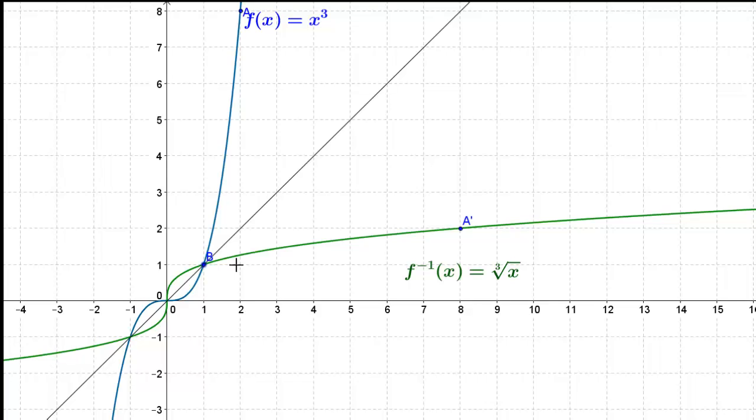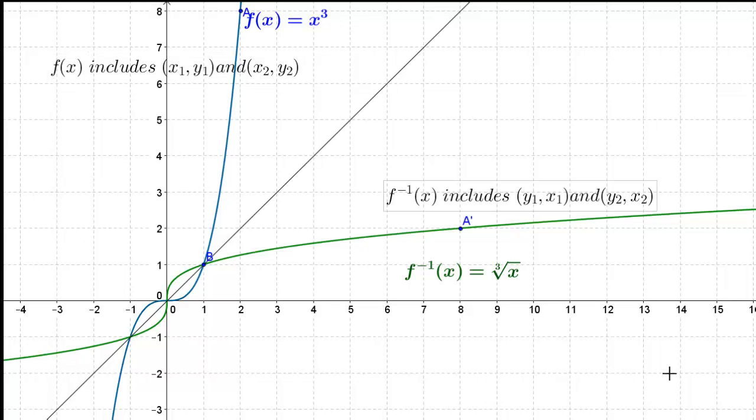So to get an idea what the derivative of an inverse function looks like as compared to its parent function, let's look at f of x. And let's just assume that f of x contains 2 points, a point A that has coordinates of (x1, y1), and a point B that has coordinates of (x2, y2). So if that's the case, and we flip those coordinates around, f inverse of x, by definition, would have the points (y1, x1) and (y2, x2).